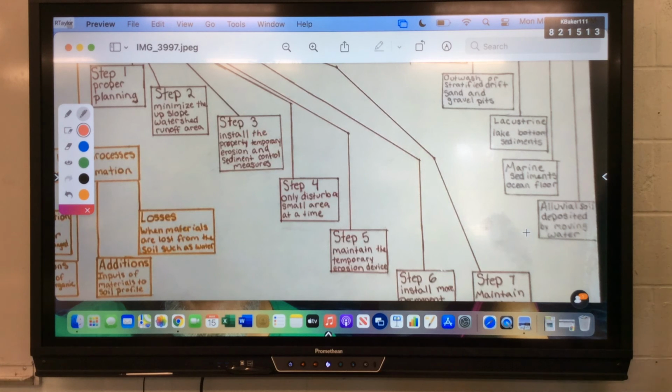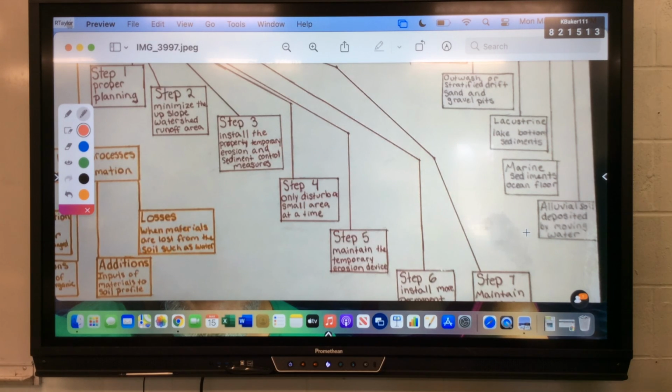Marine sediment is sediment that's deposited by the ocean. Anybody ever been on clam flats? You know those muddy, silty clam flats if you go clamming? You are walking in marine sediment that's being deposited. Okay? So marine sediment is deposited by oceans.